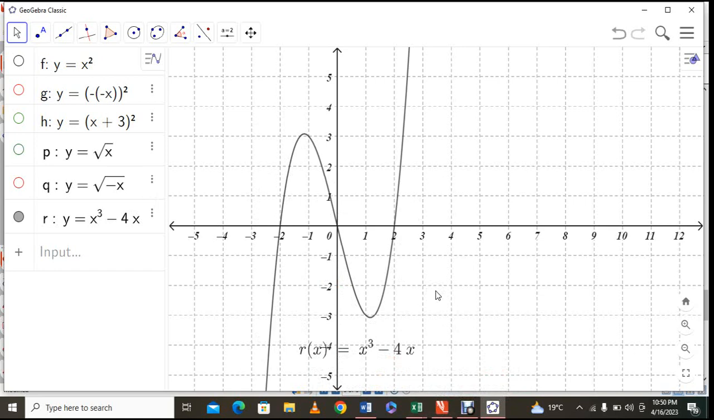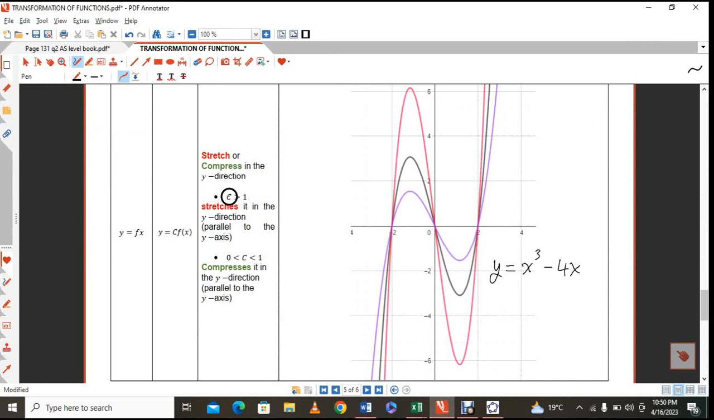Now this is what I need you to understand. If we put some number in front of this function, it's going to stretch the function. If the number is greater than 1, like a 2, it's going to stretch the function. Where you see the black one, it's being stretched. Can you see where the red one is? It's a vertical stretch, a stretch in the y direction.